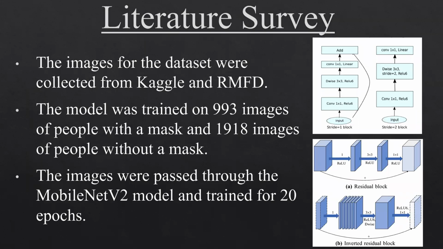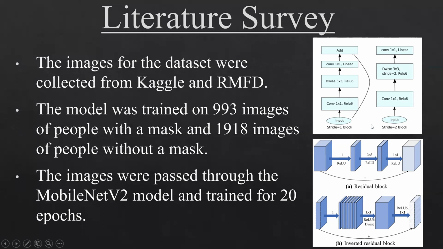Now, this is the literature survey. So the data set that was used to train the model, the images were collected from Kaggle and RMFD. The model was trained on 993 images of people with a mask and 1,918 images of people without a mask. So as you can see in this picture, this is the architecture for MobileNet V2. It was trained on a total of 20 epochs.